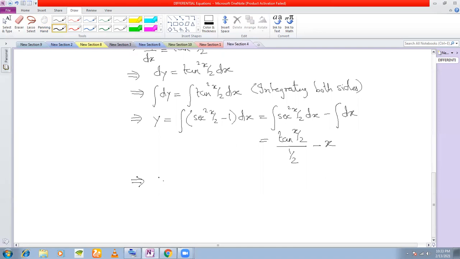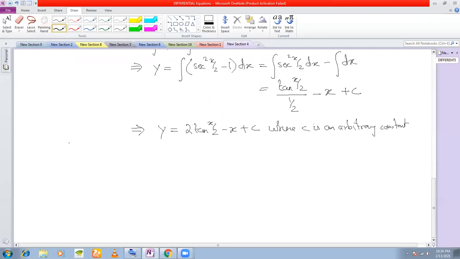That means y must be equal to... Now, since we are integrating, we'll give a constant of integration also here. So what do we get? y is equal to 2 tan x by 2 minus x plus c, where c is an arbitrary constant. Clear? This is how we solve equations of this type. Let us take another example.